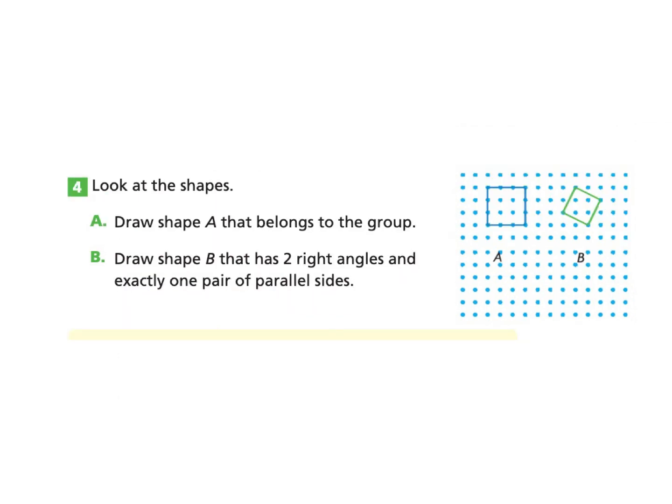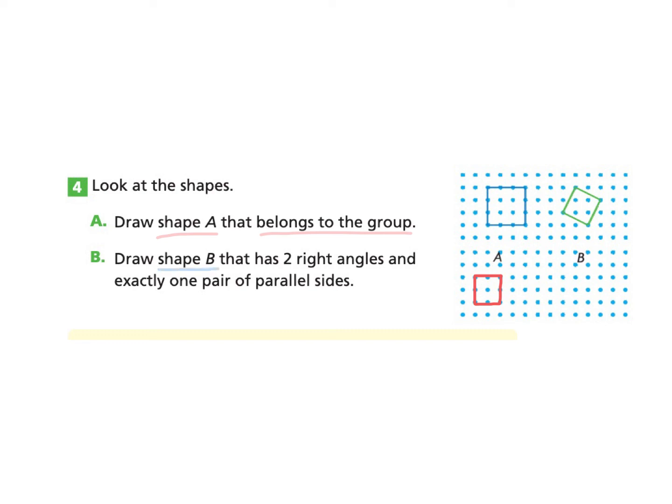Now let's take a look at part 4. Look at the shapes. Draw shape A that belongs to this group. You're welcome to pause and try this part on your own or follow along with me. I notice that all the sides are equal, so I am going to draw a square that has the same equal length on all 4 sides. Now let's look at part B.